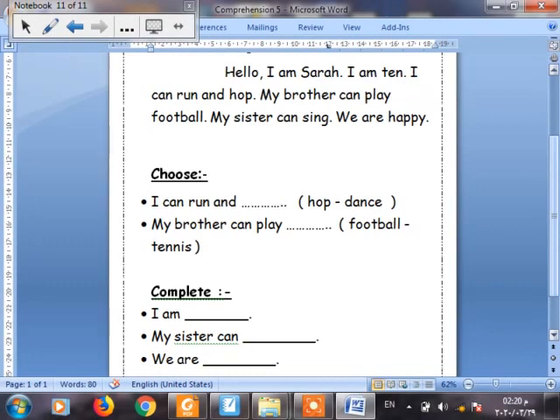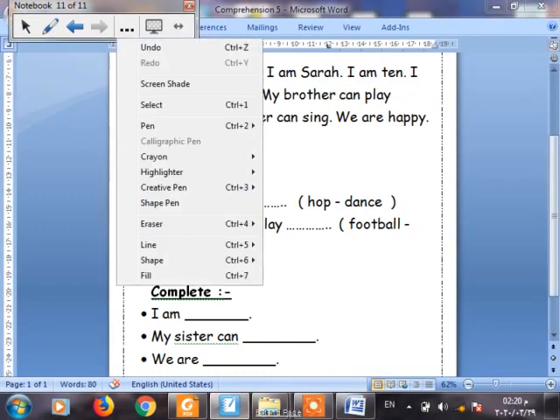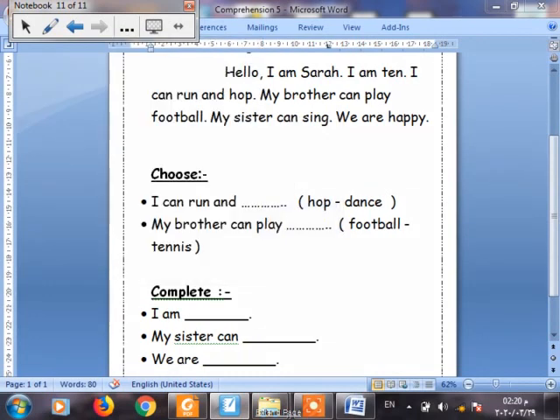Let us now make a line under the important words and then we will fill our questions. Okay, so she is Sarah. I am 10, so she is 10. I can run and hop. She can run and hop. My brother can play football. So her brother can play football. My sister can sing. Her sister can sing. They are happy.